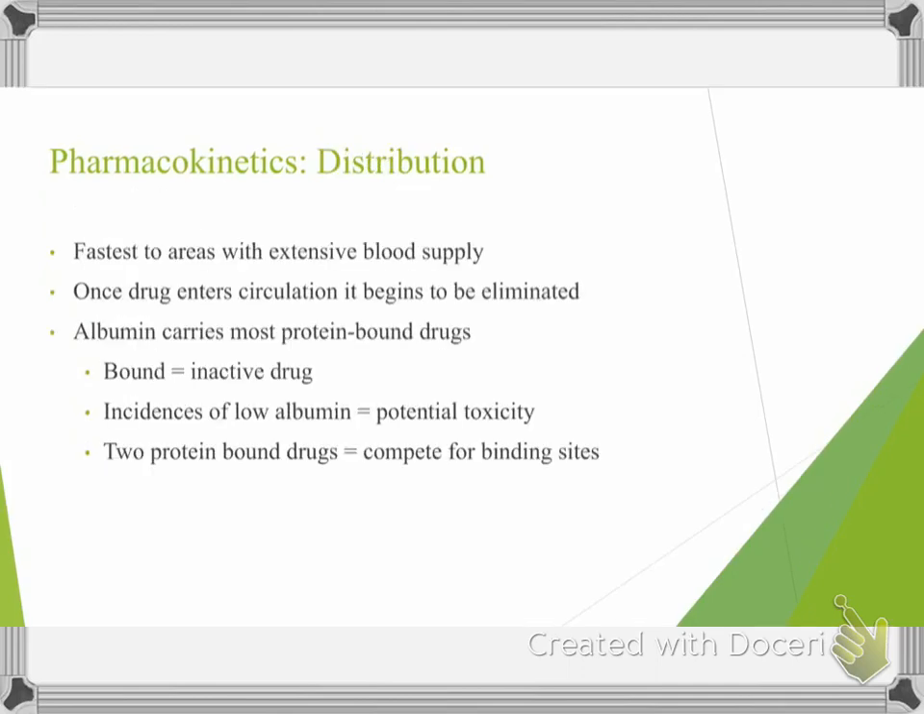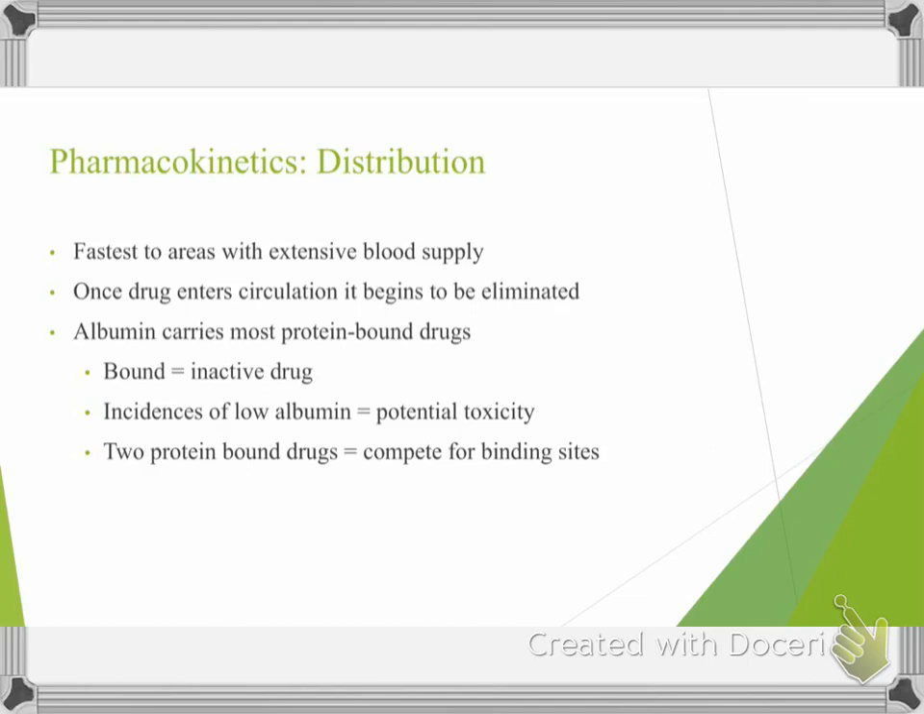So distribution, this is the transport of the drug via circulation to the site of action. So it's going to distribute fastest to areas with extensive blood supply, like the heart, the liver, the kidneys, and the brain. Okay? Once the drug enters circulation, it begins to be eliminated. It is metabolized by the liver and excreted by the kidneys.